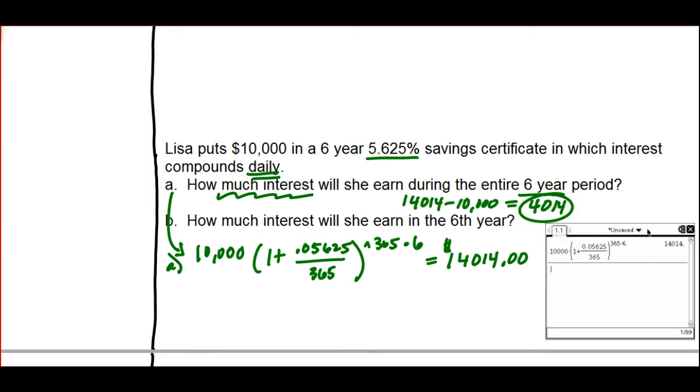Let's talk about how to do part B. How much interest will she earn in the 6th year? Many times students will say, let's just take the $4,000 in interest that she earned and divide by 6. Remember, however, that when you do compound interest, each year you're earning more and more interest because last year's interest will earn interest as well. So each year you don't earn the same amount of interest. Each year you're earning more interest than the previous. So just dividing by 6 won't tell us what we need to know.